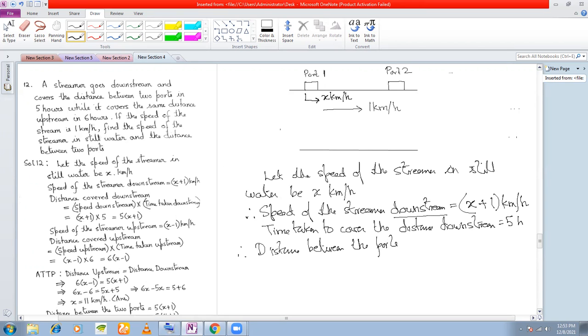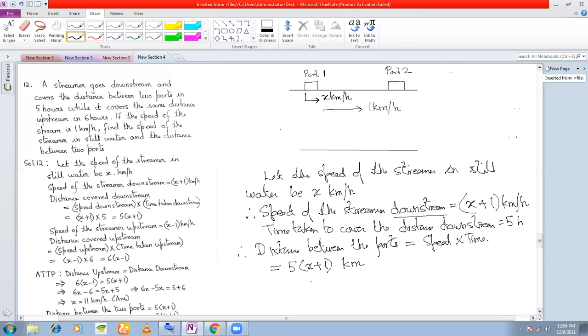Distance between the ports is speed into time. Speed is x plus 1, time is 5. So 5 into x plus 1, right? This much kilometers, right?